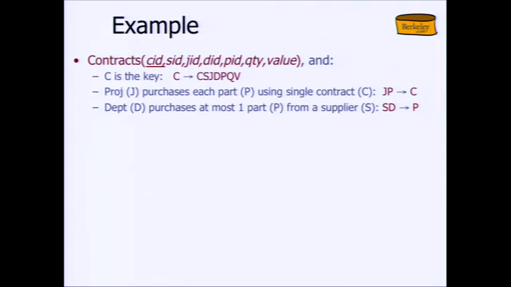Sorry. So like the third line here, is that what you're asking about? Yeah. When we say the department purchases at most one part from a supplier, what that's saying is that if you know the department and you know the supplier, there has to be exactly one part. So DS determines P. Do you agree with that? Yes. Okay. Now your question was, does DP imply S? Is it possible? I'm going to say no because we didn't write it on the screen. Let's see if I'm wrong.